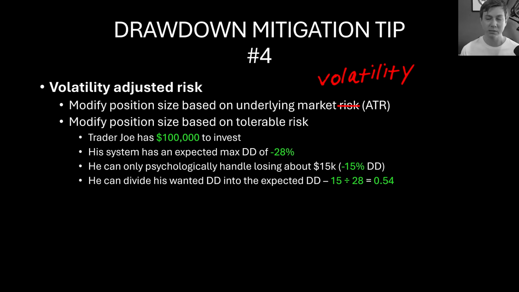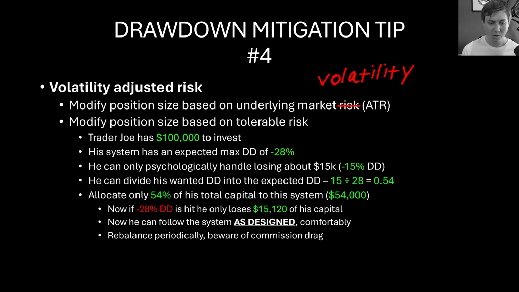So let's say this system has a really healthy rate of return, but he doesn't like the drawdown. So he can divide his wanted drawdown, which is about 15%, by the expected drawdown of the system, and that gives you about 0.54. So he simply needs to multiply his initial capital by this number in order to get an allocation that he'd be comfortable risking. In this case, that would be only 54% of his capital being allocated to this system with a max drawdown of 28%. If that system hits its max drawdown of 28% and he only has $54,000 allocated, now he only loses $15,000 of his initial capital. Now he can follow the system as designed comfortably.